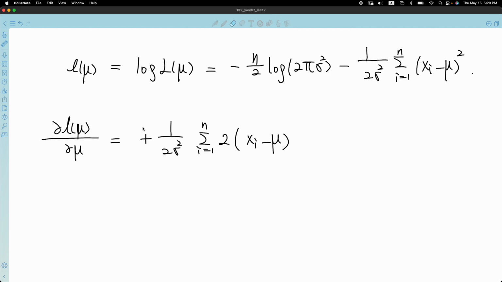Or maybe let me write one more step. You have a negative 1 as a coefficient, and this will give you the positive part. Or if you want, you can also cancel the 2 in the denominator.